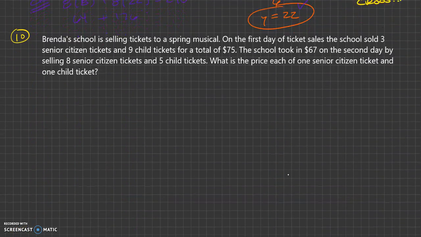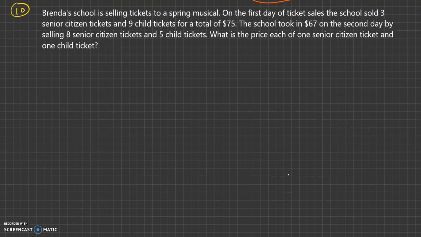All right, so there is one more word problem. Please pause this and try it for yourself.